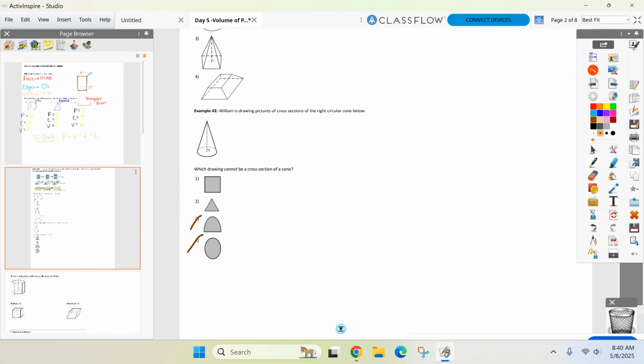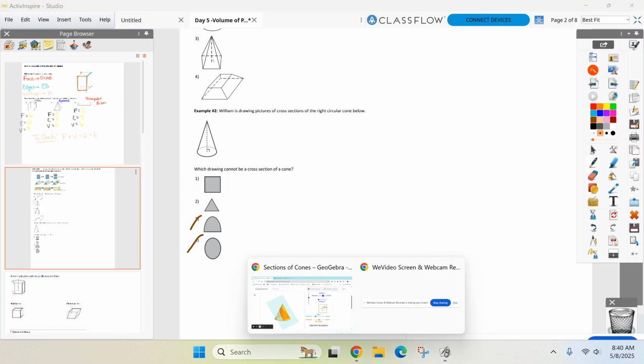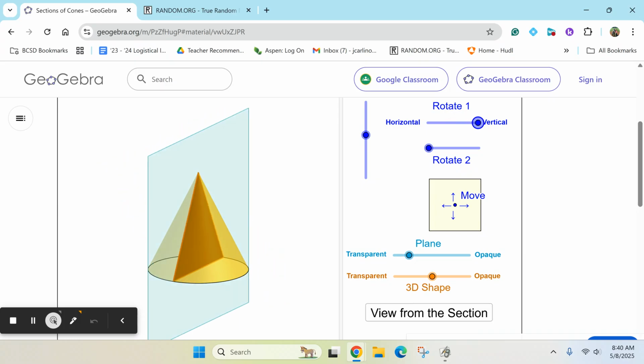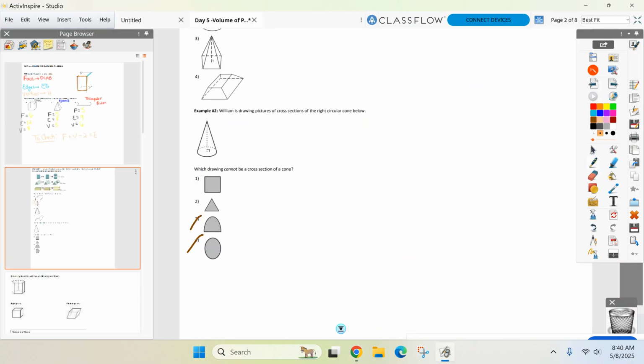Okay, so now it's down to the square and triangle. Which one will I not get here? Yep, looks like if I cut it vertically, I get a triangle, don't I? So I will never, ever get a square by cutting a cone.